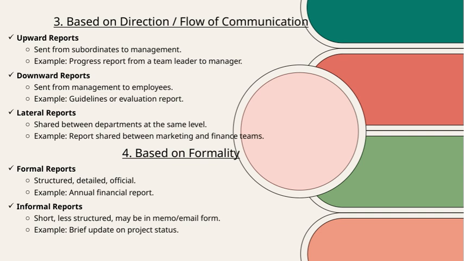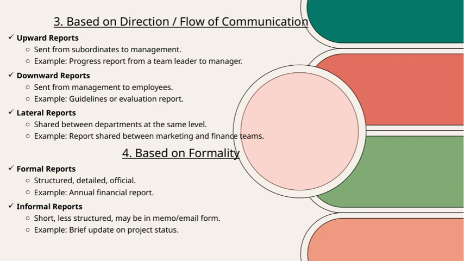Next comes downward reports, which go from management to employees. These could be guidelines, instructions, or evaluation reports that help guide and inform the team. Then there are lateral reports, shared between departments at the same level. An example would be the marketing and finance teams exchanging reports to coordinate their activities. Understanding these flows helps us see how information moves within an organization and ensures effective communication.